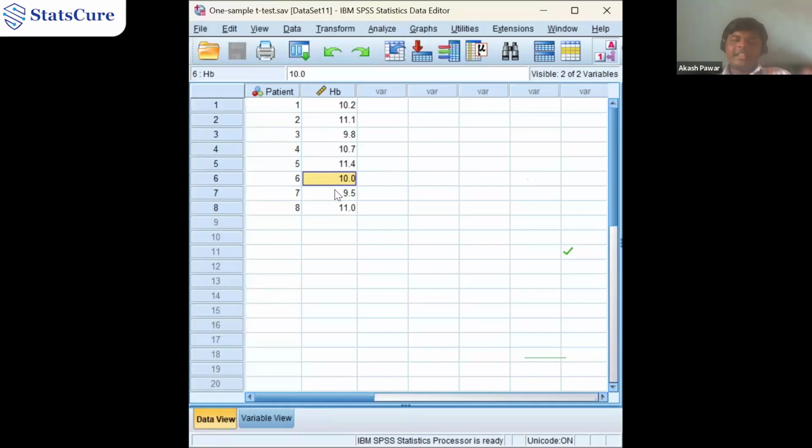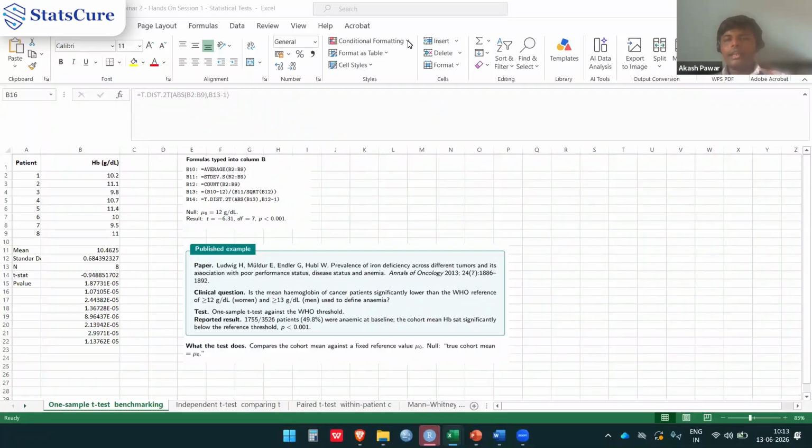So just understand the kind of data. It's an observational study where we have 8 patients, and for the 8 patients we have the hemoglobin value, with each row presenting each patient. The way it was presented in the slide, the way it is presented in Excel, the same way it will be presented in the SPSS format as well. So that's how the data should be to perform any analysis.